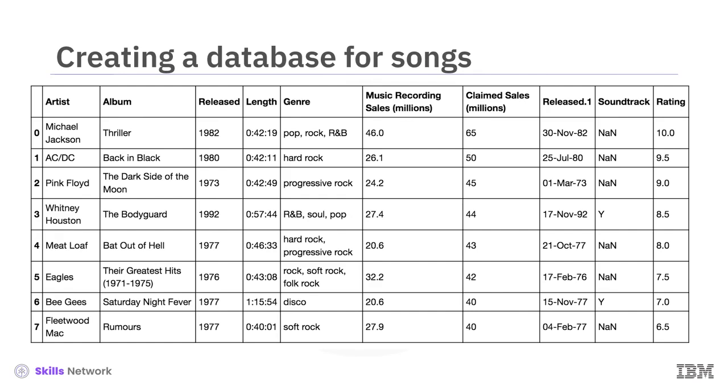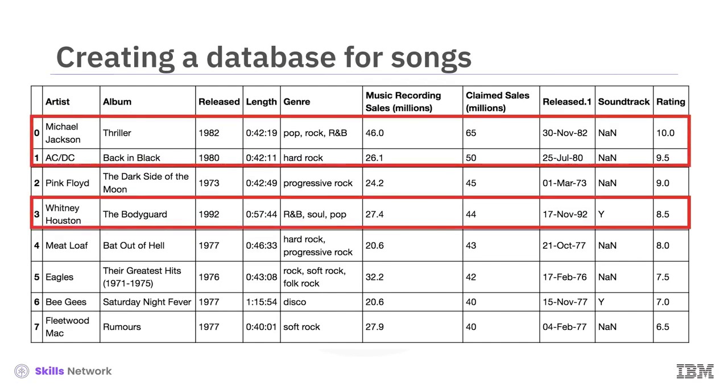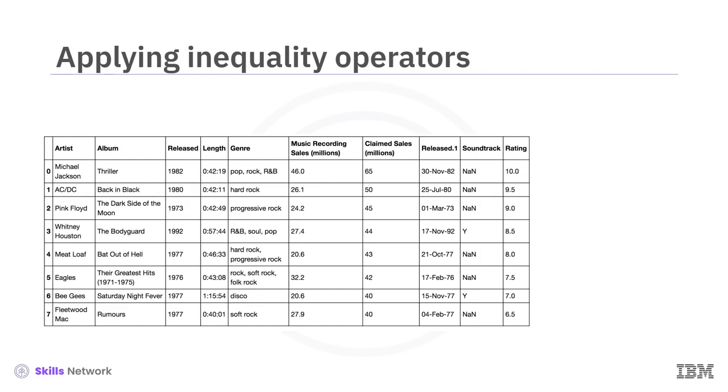Let's say we would like to create a new database consisting of songs from the 1980s and after. We can look at the column released for songs made after 1979, then select the corresponding rows. We can accomplish this within one line of code in Pandas, but let's break up the steps. We can use the inequality operators for the entire data frame in Pandas.